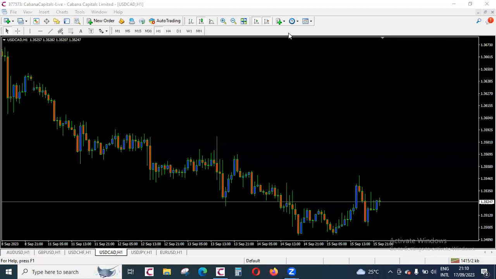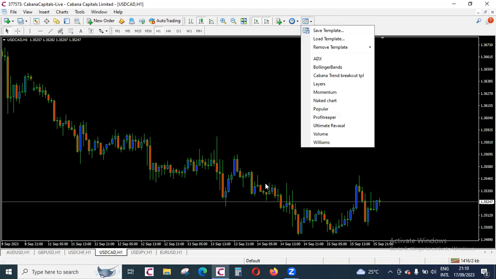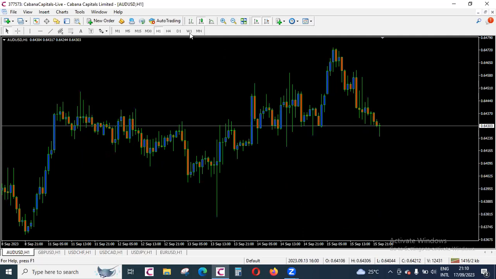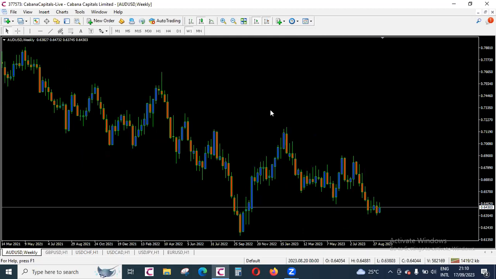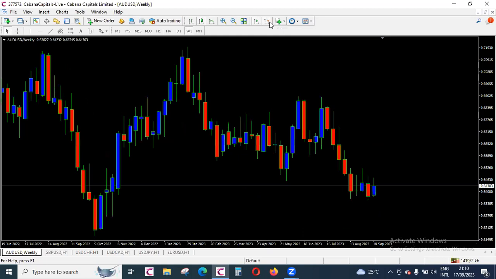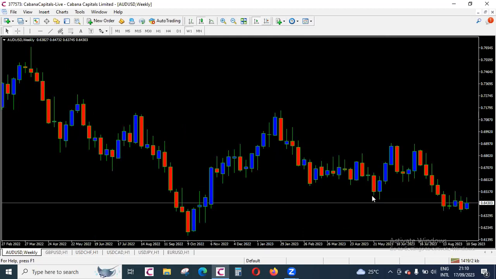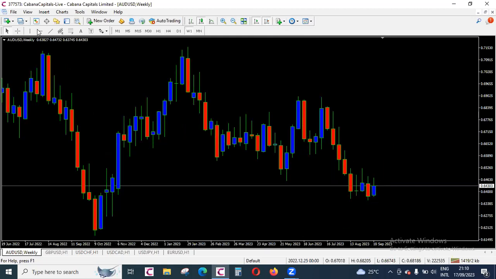So we'll start with Australian dollar USD. So let's start with the weekly time frame. What do we have here? So last week candle closed bullish. So we had a support here. We also had a resistance at this level.